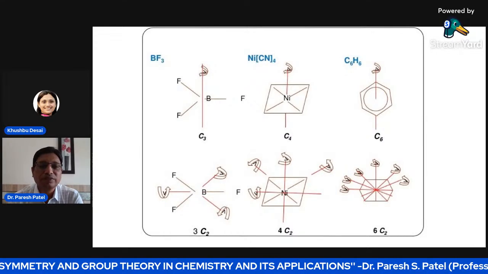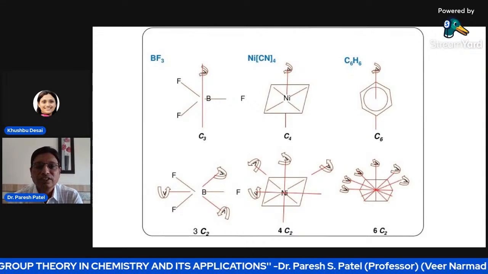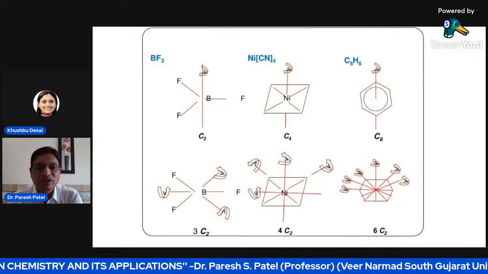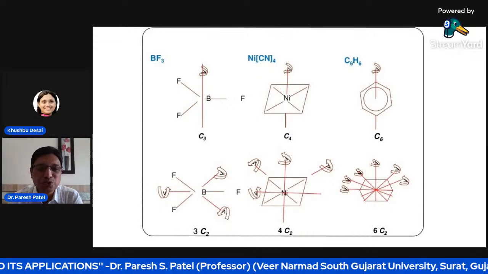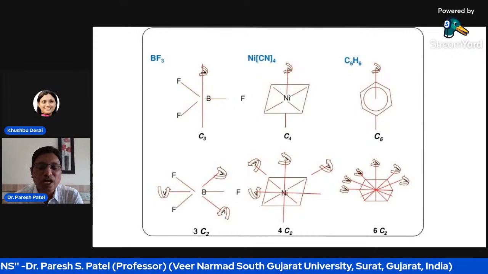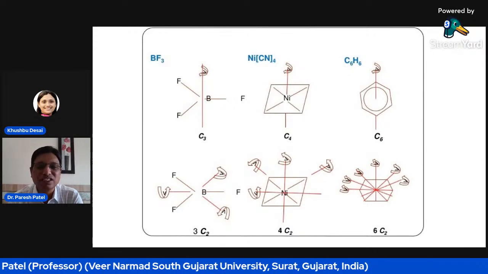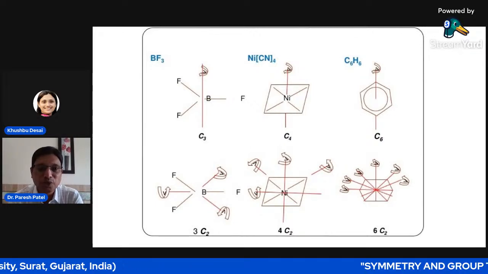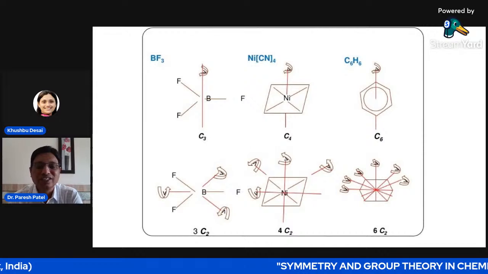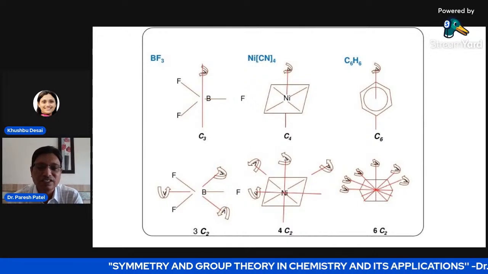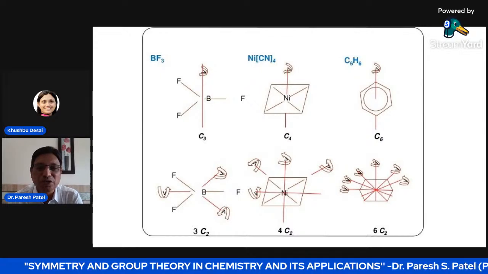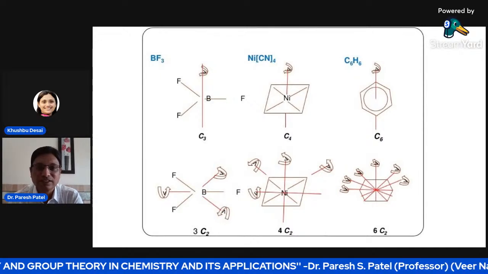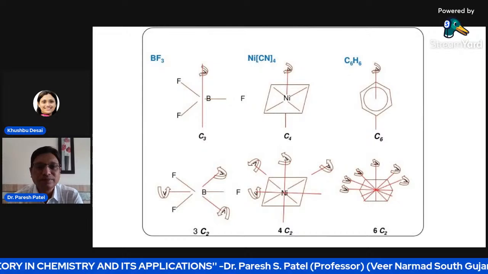Now in the case of the [NiCN4]2- complex, four C2s are perpendicular to the main principal axis C4. If we rotate this molecule around 90°, 180° to get the equivalent orientation position. In the case of benzene, the main principal axis is C6 and six C2s are perpendicular to the main principal axis. Next one, please.